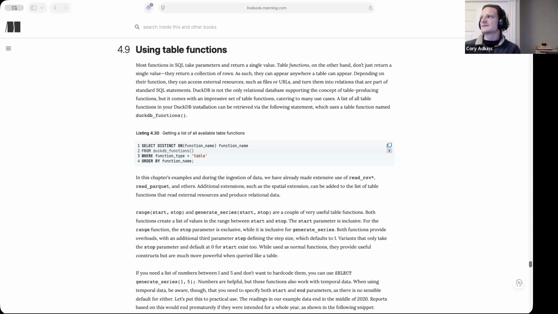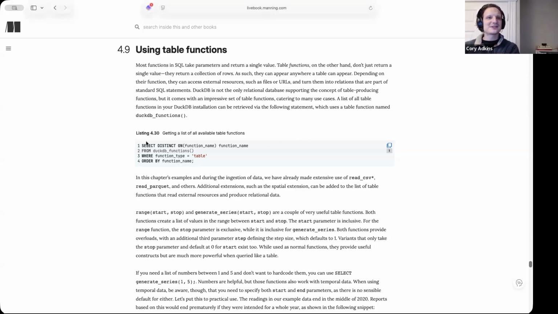Hmm. I don't know. I'm tempted to ask, I feel like I should just ask an AI large language model. Here's some documentation. Distinct on returns one row per unique value in the set of expressions defined in the on clause. So I guess, is function name a list of functions, and then it's returning one row?